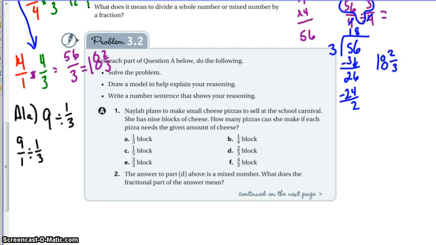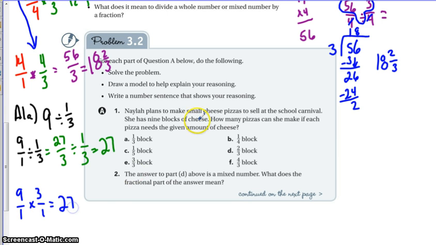So in green, I'm going to make them common denominators. So I'm going to make this 27/3, because that would equal 9, divided by 1/3, and I would get 27. In blue, I'm going to be multiplying by the reciprocal. So that would be times 3/1, and I get 27. So my answer for A1A is she could make 27 pizzas.